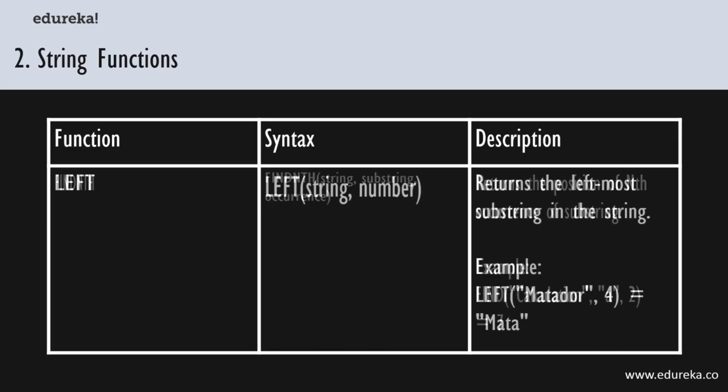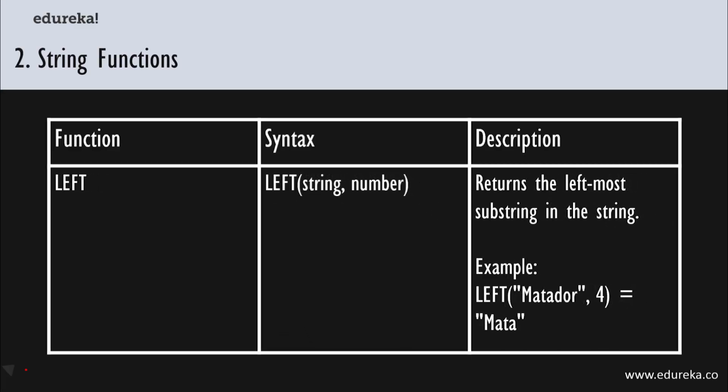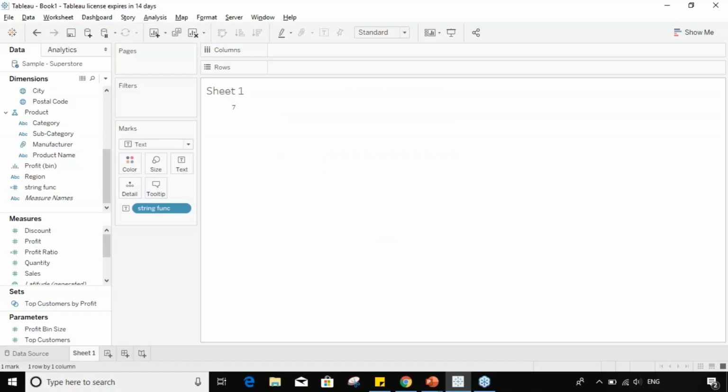Now, LEFT returns the leftmost number of characters in the string. So you put in the string and then you put in the number till which you want your substring to be.